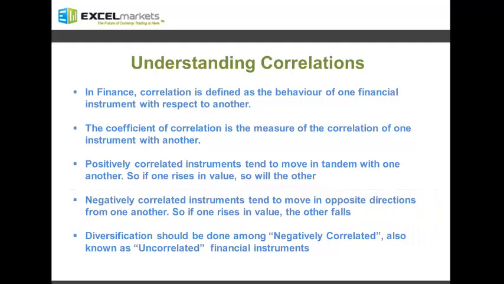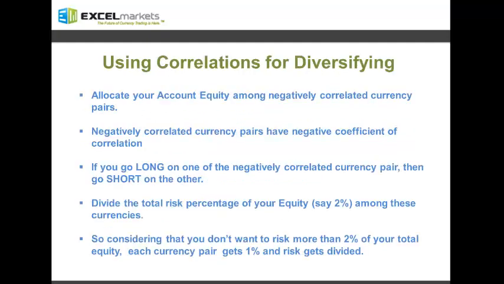Diversification should be done among negatively correlated asset classes or negatively correlated currencies in our case. Therefore, one should allocate their account equity among negatively correlated currency pairs. The coefficient of correlation for negatively correlated currency pairs is negative. These coefficients of correlation are often available in various websites that publish this data about different currency pairs.